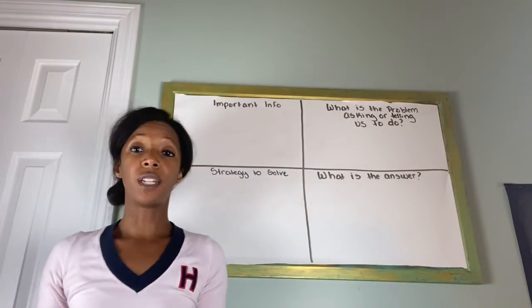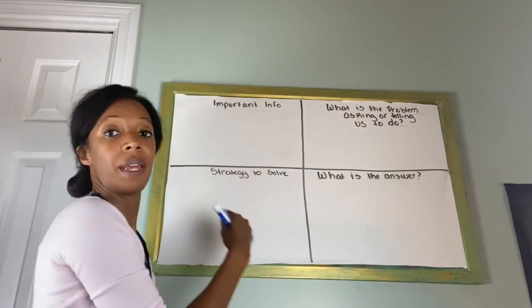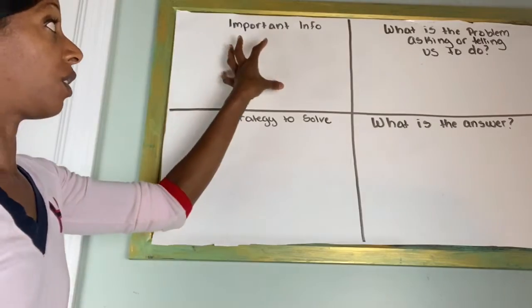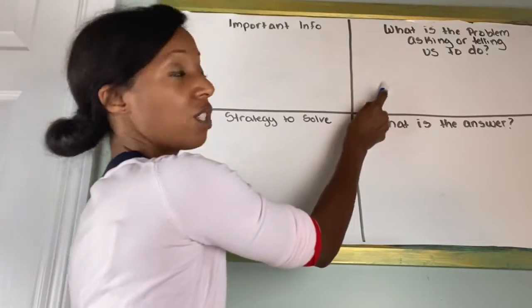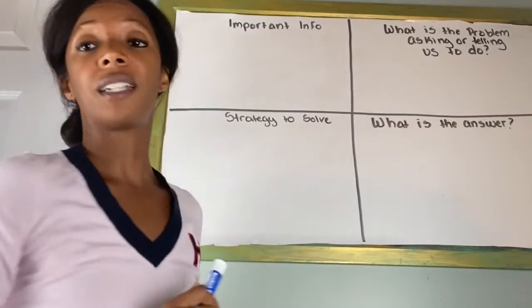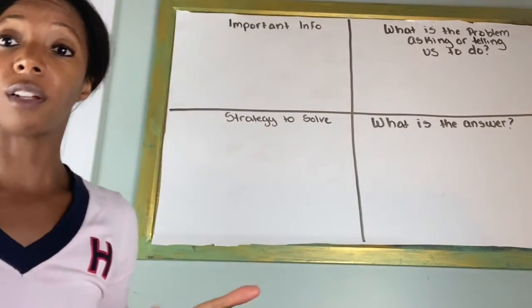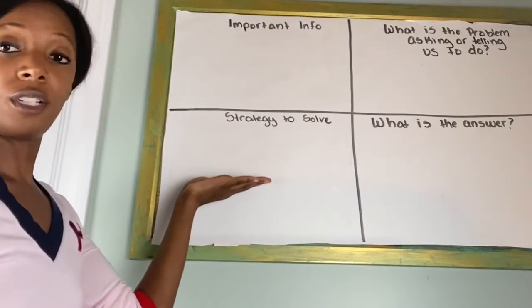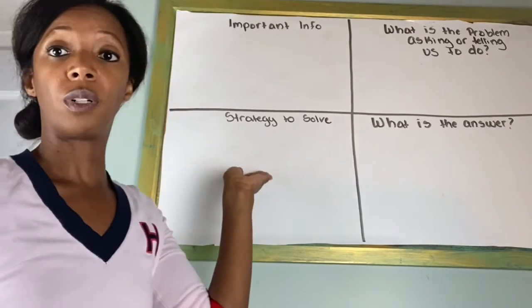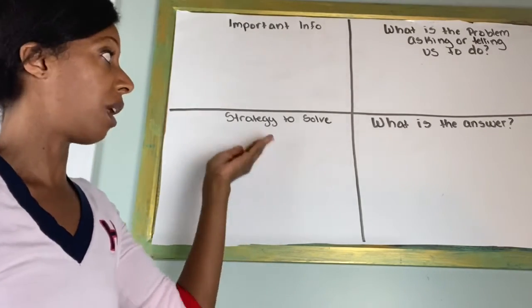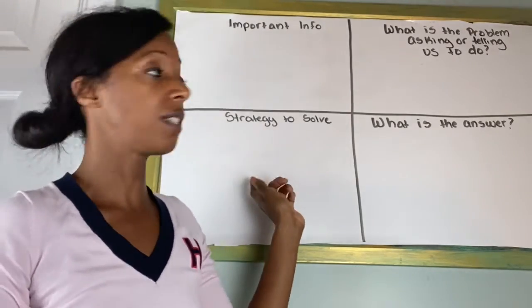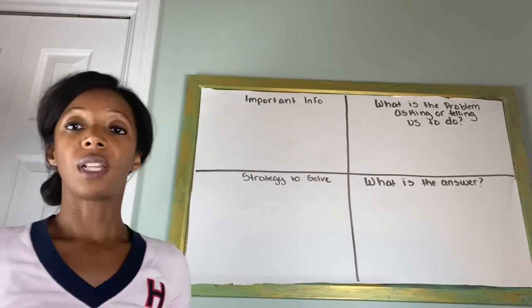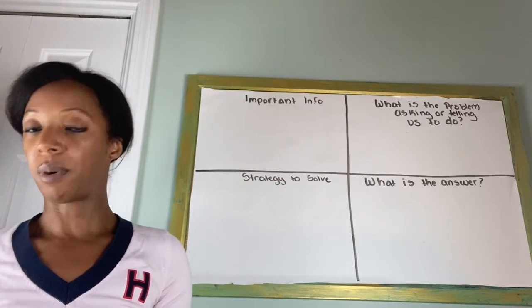All right, so the first thing you want to do is cut your paper into 4 squares. We're going to use our first square for important information. Our second square will be used to identify what the problem is asking or telling us to do. Our third square is where we will solve the problem and apply the strategy that we feel works best in order to do this. So let's list our important information from the problem.